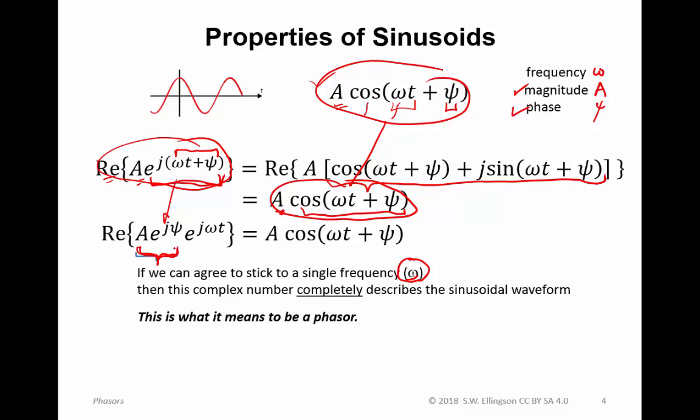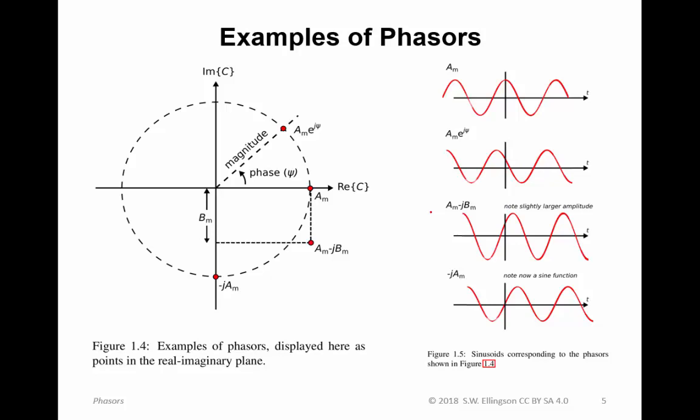This is what it means to be a phasor. It is simply a complex valued number, this one right here, which completely describes a sinusoidal waveform. It is a single number that describes an entire waveform. And to do this, the deal is we have to agree on omega. So let me show you some examples of phasors.